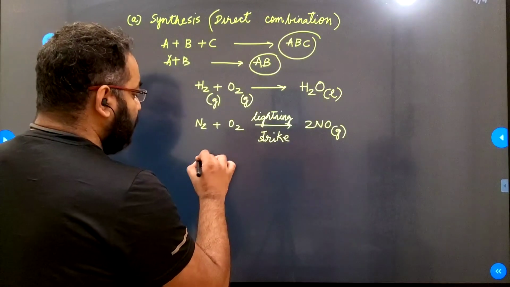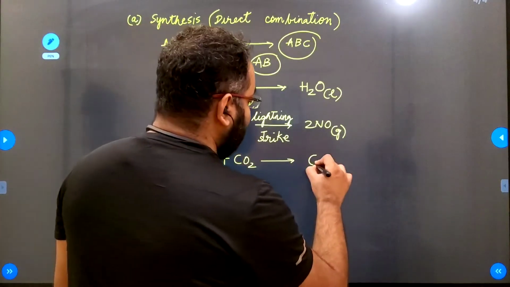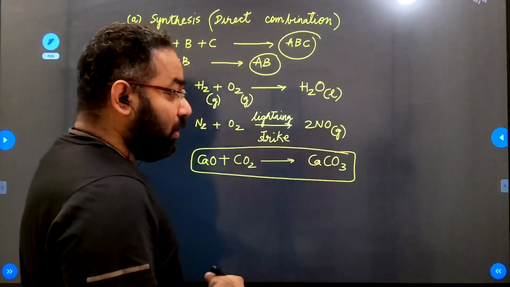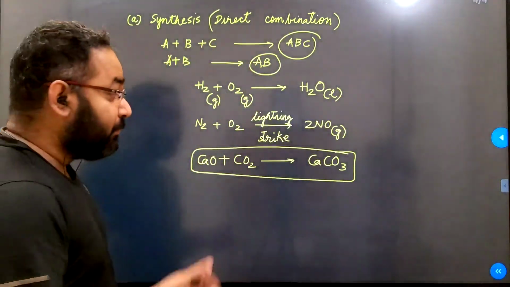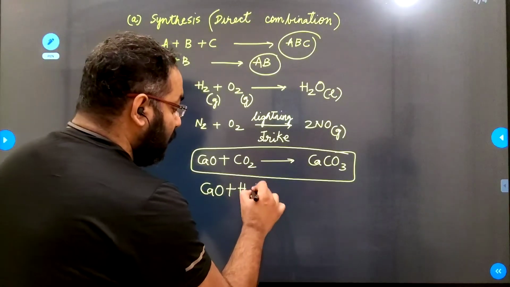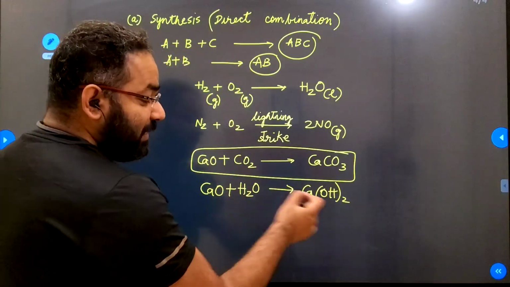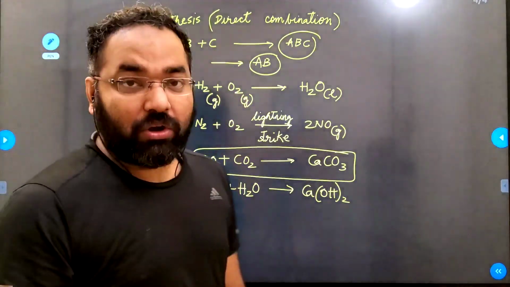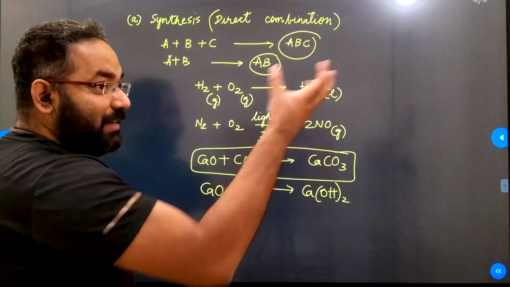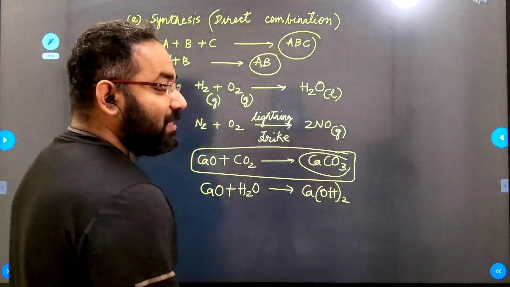For example, when you take calcium oxide plus carbon dioxide, it gives you calcium carbonate. And this is the reaction that is used to bring shine to the walls, especially when you're whitewashing a wall. Generally, when you whitewash a wall, you add calcium oxide to water to give you calcium hydroxide. This calcium hydroxide is generally called slaked lime, which is applied to the walls. And once you expose it to the air, it reacts with carbon dioxide to give you a shiny layering of calcium carbonate.